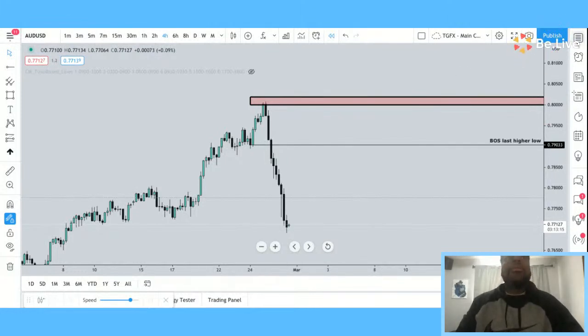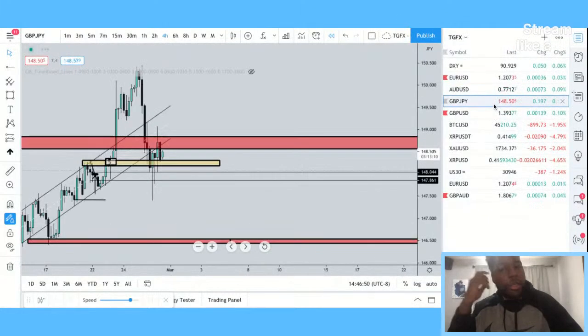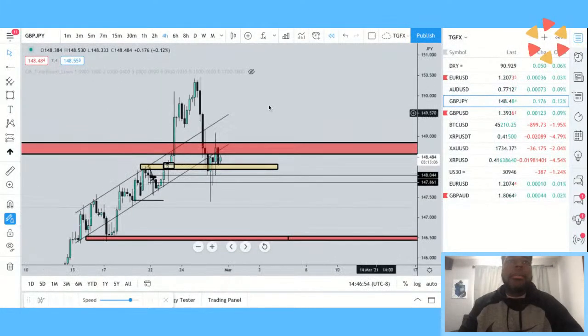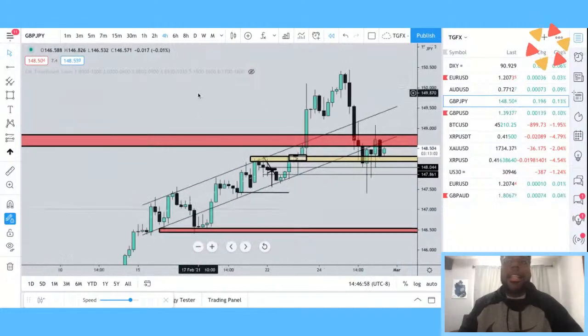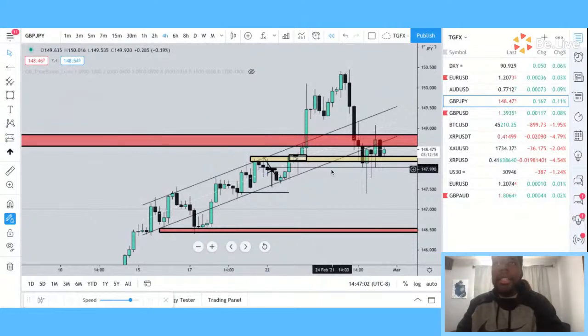All right, so that is AED USD. I'll check out GBP/JPY real quick. So GBP/JPY over the last week had this kind of channel situation as well. I was tracking it. I actually didn't trade it.